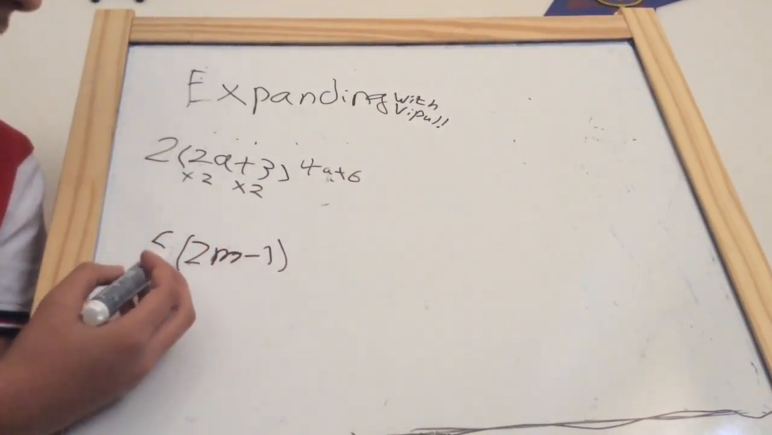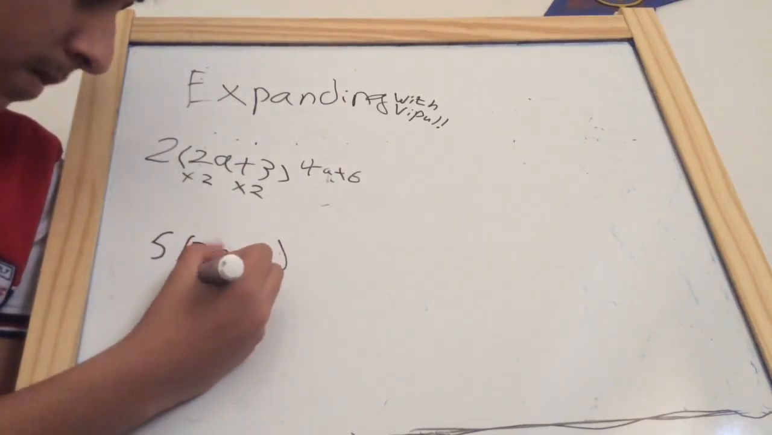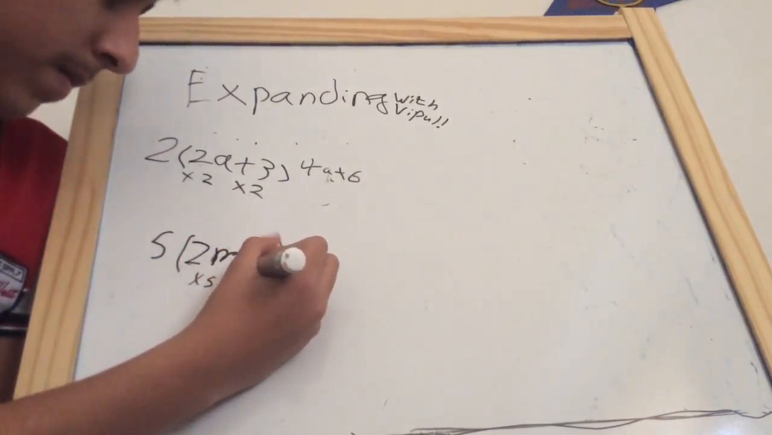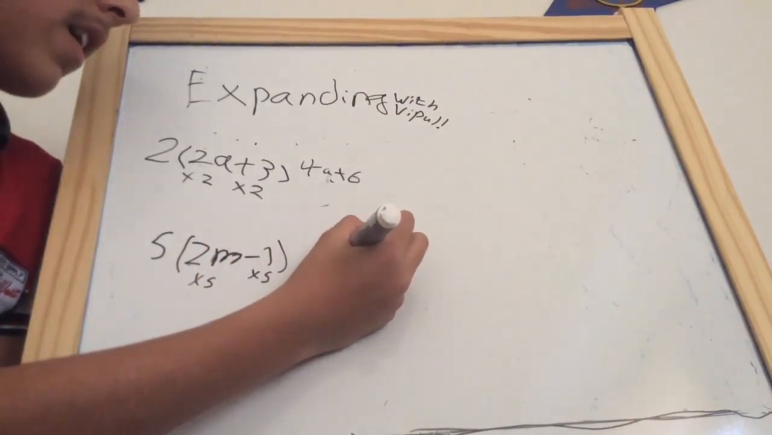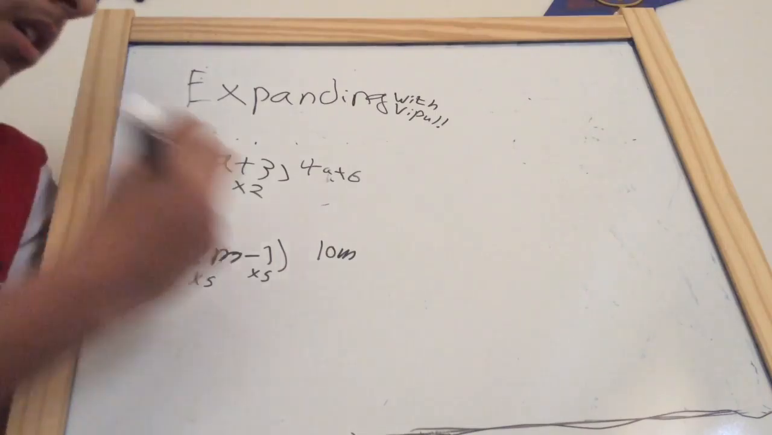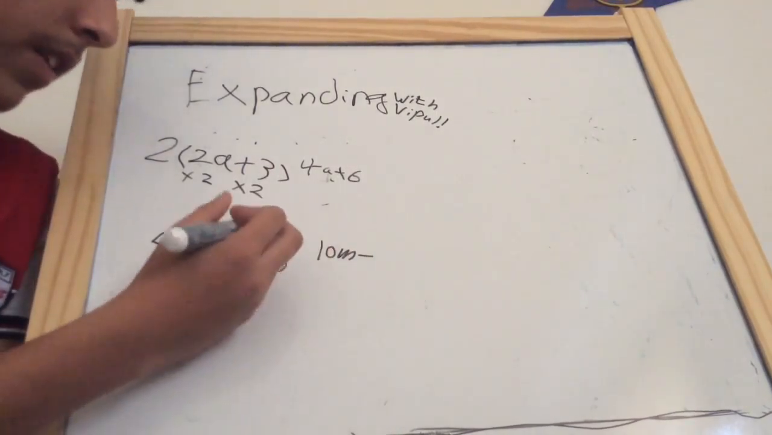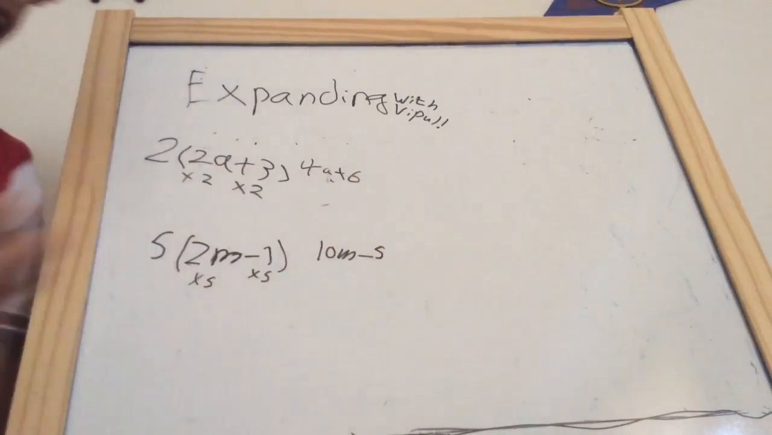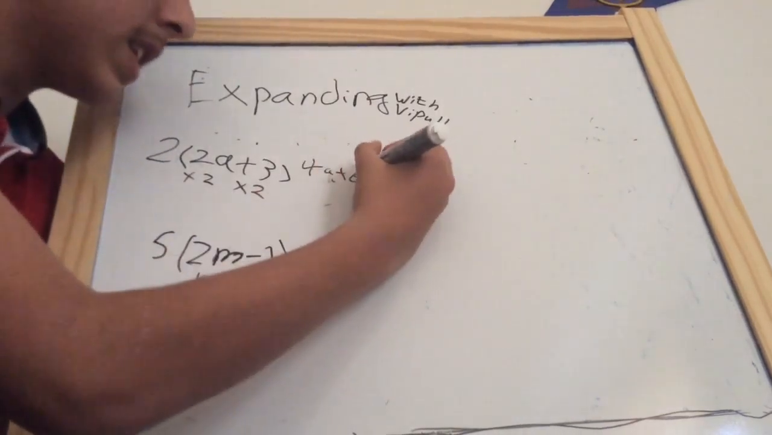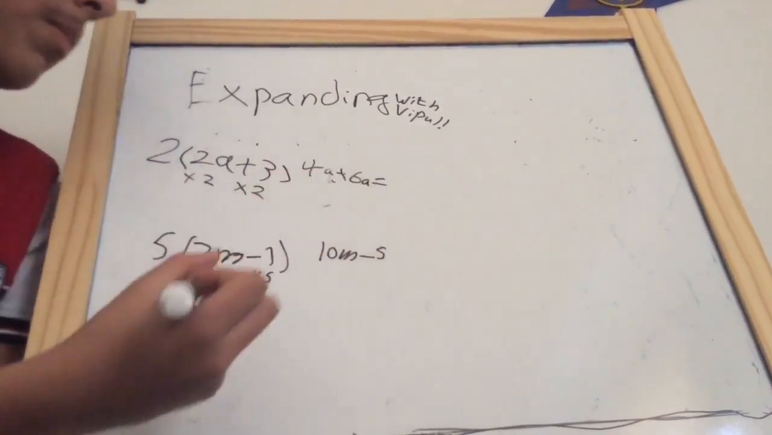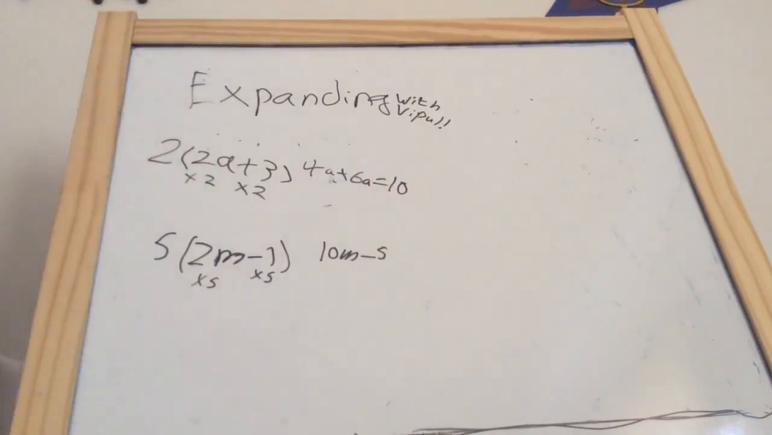5 times 2m is 10m, minus 5 times 1, which is 5. Now you might be asking, why don't we try and add 4a plus 6? Because unlike terms do not add up together. You cannot add 4a plus 6. If it was 4a plus 6a, then it could be 10a.